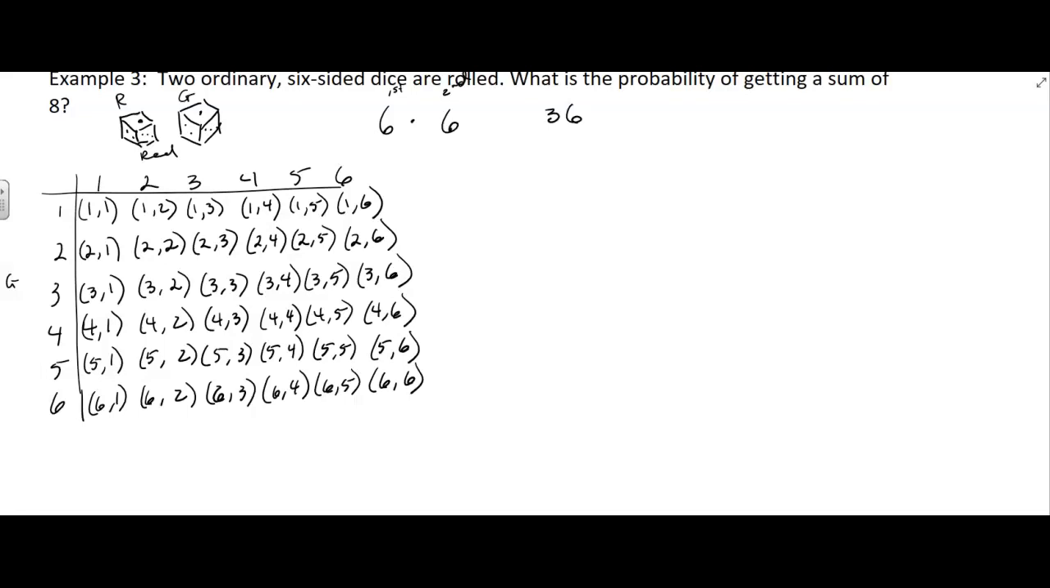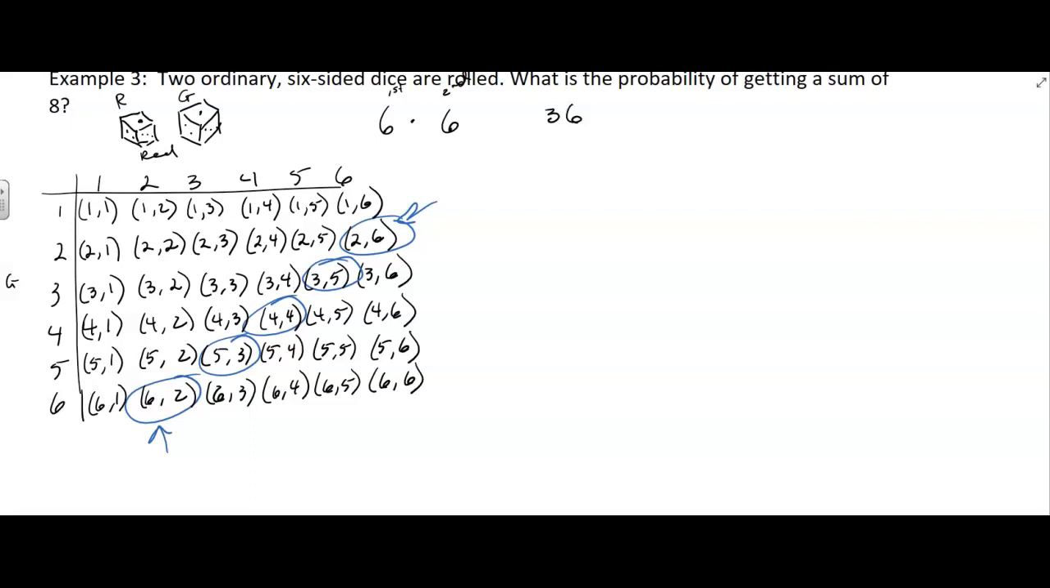Now we want the probability of getting the sum of 8. So which ones have a sum of 8? Well, 2 and 6, that's a sum of 8. 3 and 5, 4 and 4, 5 and 3, and 6 and 2. Now, this matters that there are 2 choices there. They both total up to 8, but those are 2 different situations. In one case, the first die is a 2 and the second one is a 6. And in the other case, the first die is a 6 and the second one is a 2. Okay, so you have to list that.